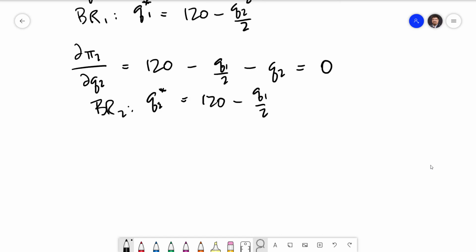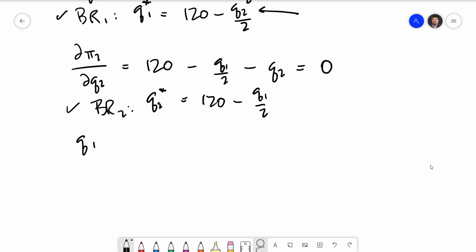Now that we know both best response functions, we can solve for the Nash equilibrium. In the Nash equilibrium, both firms need to be best responding to each other, meaning that BR1 and BR2 both need to be satisfied. This means that we're going to solve them as a system of equations. You can do this in any order you want, but what I'm going to do is take our Q2 best response function and plug that in to our firm 1 best response function.